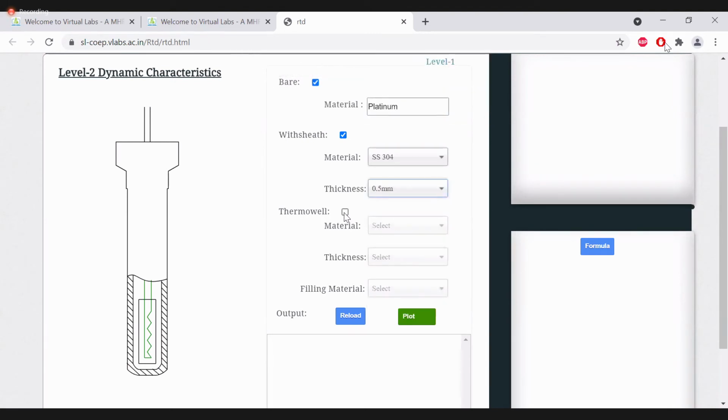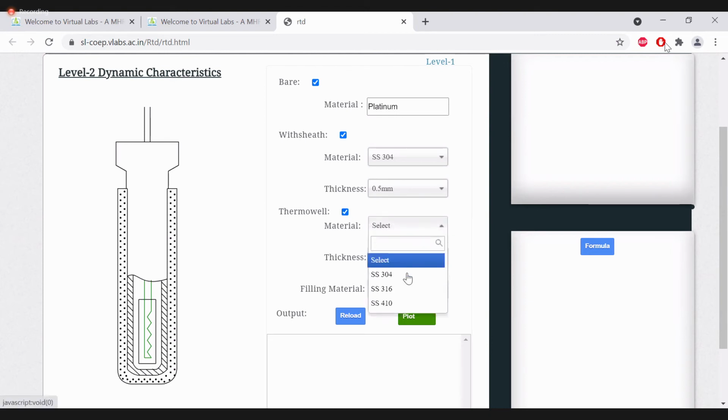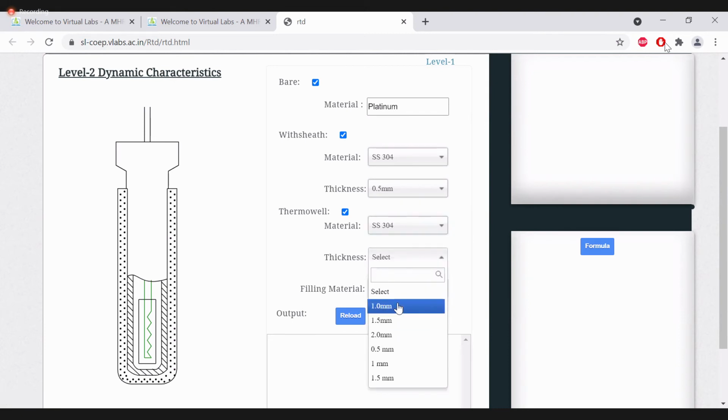And again, thermowell. If you are selecting thermowell, see the figure. That is called thermowell. After this second part, I will show you what a thermowell is also through a video. For the thermowell, again we have to select the material. There is no condition that these two materials will be the same. We can use different materials. And again, I am selecting the thickness and the filling material.